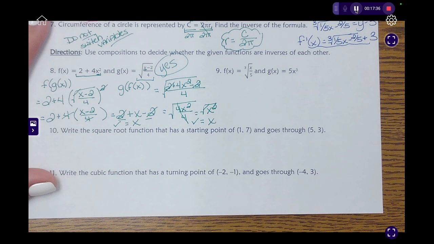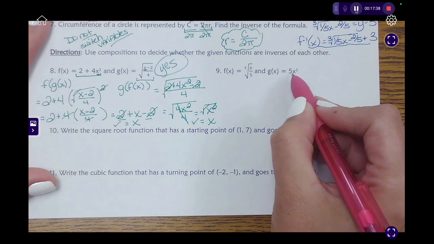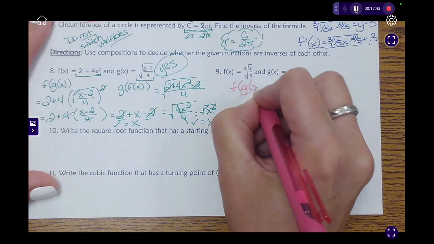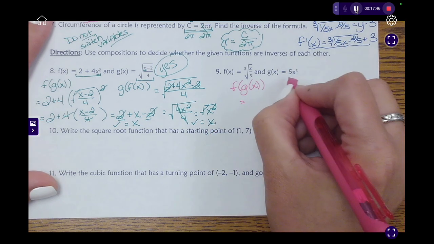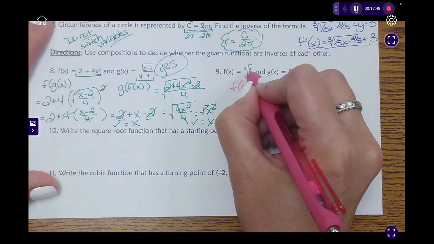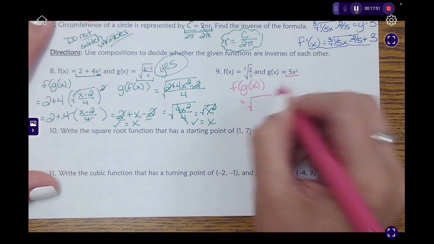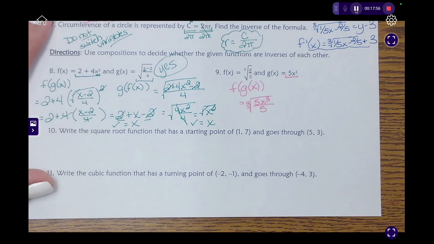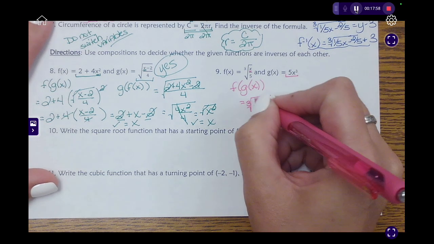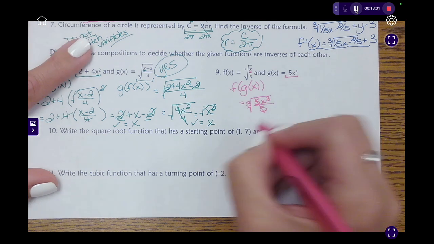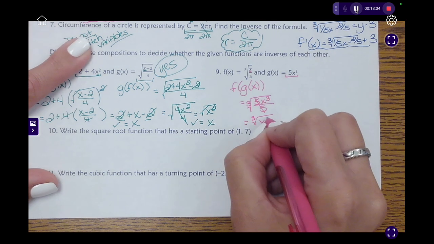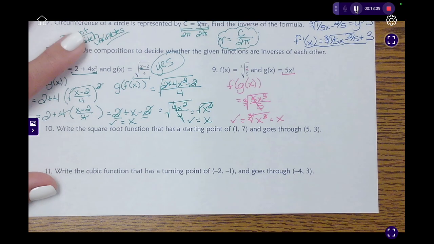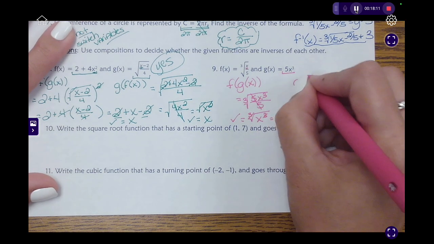All right, so if I look at the next one, I have a cubed root and a 5x to the third. It doesn't matter. We're still doing the same concept. So I'm still doing f of g of x. So I am taking this function and I am plugging it in right there for x. So I have the cubed root of 5x to the third over 5. Okay, so right here, if I start to simplify that, the 5's cancel out, and that leaves me with the cubed root of x to the third. Those cancel out, leaves me with x. So yes, that one works. So because that one works, I now need to do g of f of x.